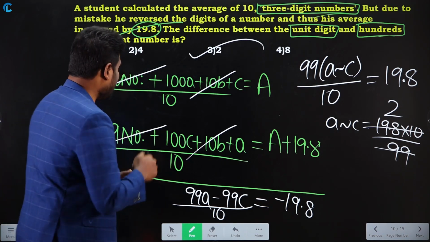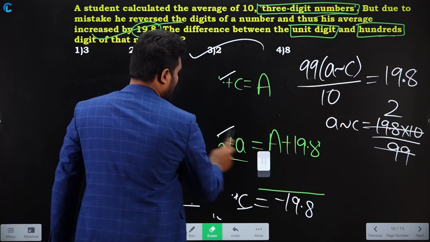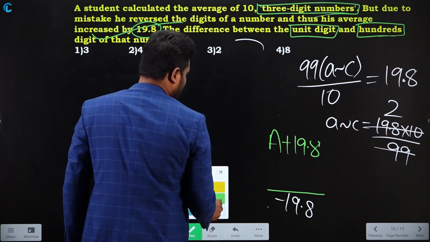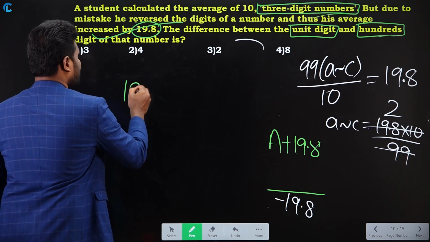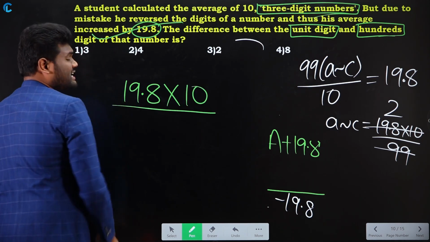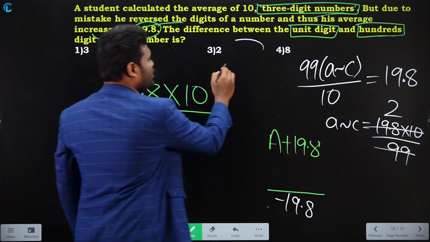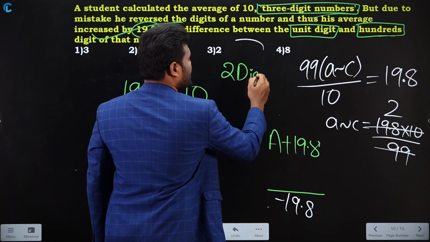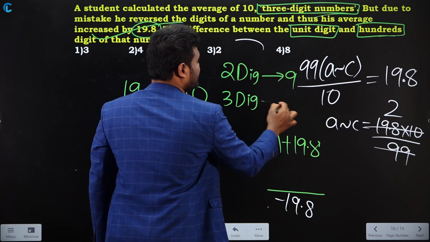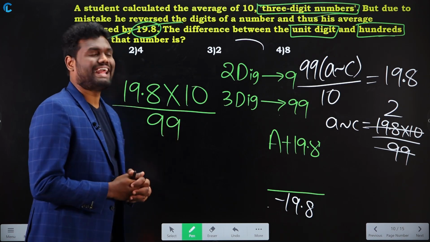Very, very simple question. From an examination point of view, how to solve this question? Just observe carefully. Whatever we have done earlier, again the same shortcut we are going to apply. If it comes in the examination, take the difference, which is 19.8. As it is 10 numbers, multiply by 10. But as it is 3 digit numbers, you need to divide by 99. Initially it was 2 digit numbers; if it is 2 digit numbers, you need to divide by 9. In this question it is 3 digit numbers, so you need to take it as 99.